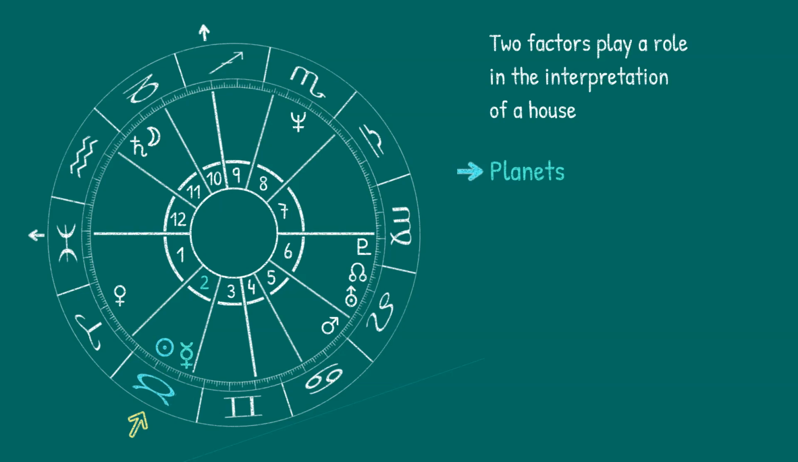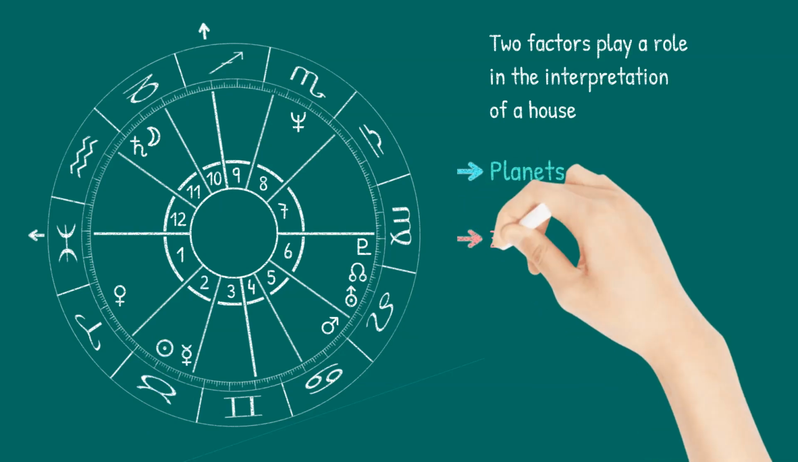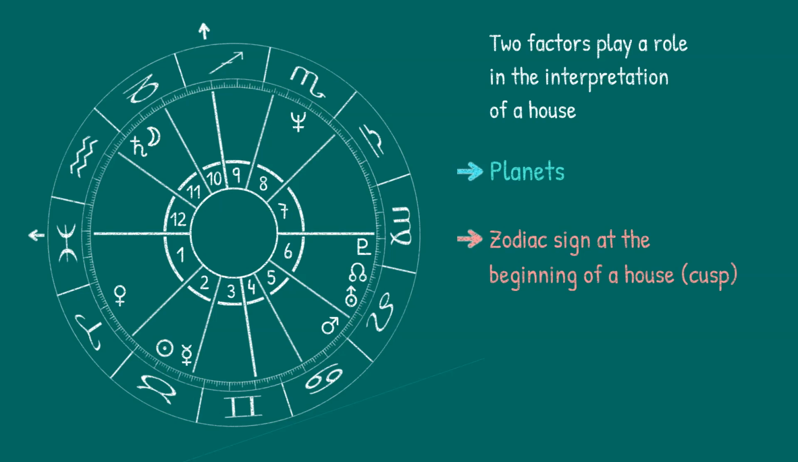There is another factor by which a house can be interpreted, and that is the zodiac sign at the cusp of the house. But first let me show you which line represents the cusp of each house. The ascendant, now marked in red, is always the cusp of the first house. This would now be the cusp of the second house. This line represents the cusp of the third house, and this line represents the fourth house.